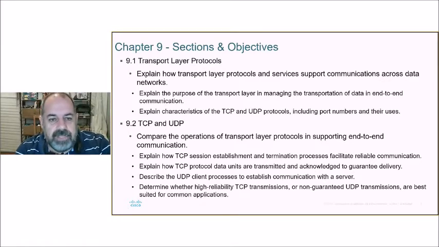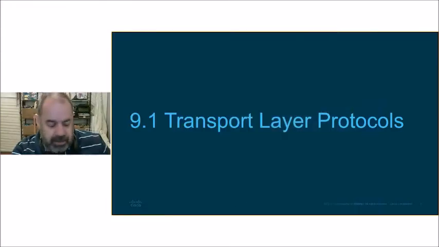So we'll look at how transport layer protocols and services support communications across data networks, and we'll look at the purpose of the transport layer for end-to-end communication. We'll look at both TCP and UDP, the two major options in TCP/IP, how they work, and how they use port numbers as well. And we'll compare TCP and UDP. Both have their strengths and weaknesses, and better applications and worse applications, and so we will, as we said, compare them. And so, transport layer protocols.